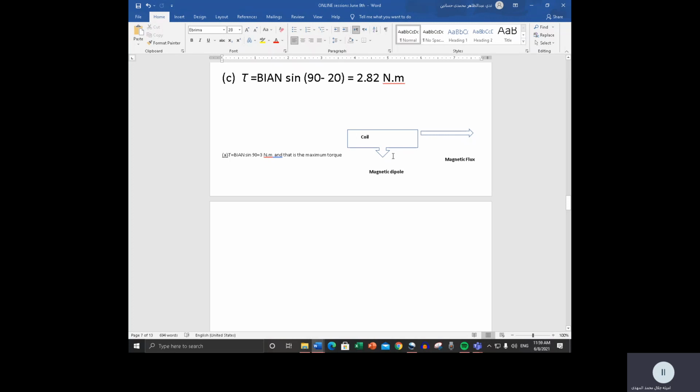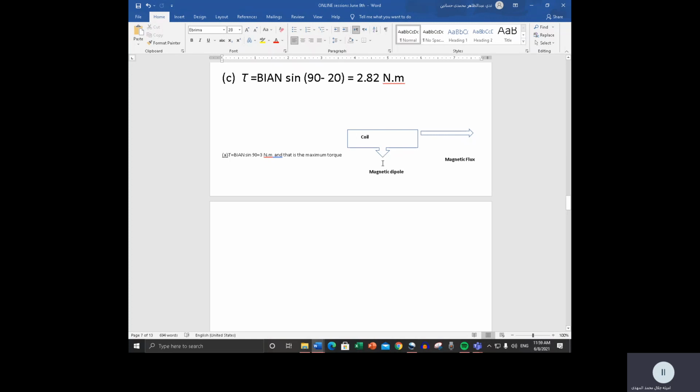Now the angle is 90 degrees, and that's why, what do you think will happen when I have 90 degrees? Tau, or the torque, will be minimum or maximum, or it will be 0? It will be maximum. Why maximum? Because the angle is 90, and we know that sine 90 equals 1, and this will make it maximum.